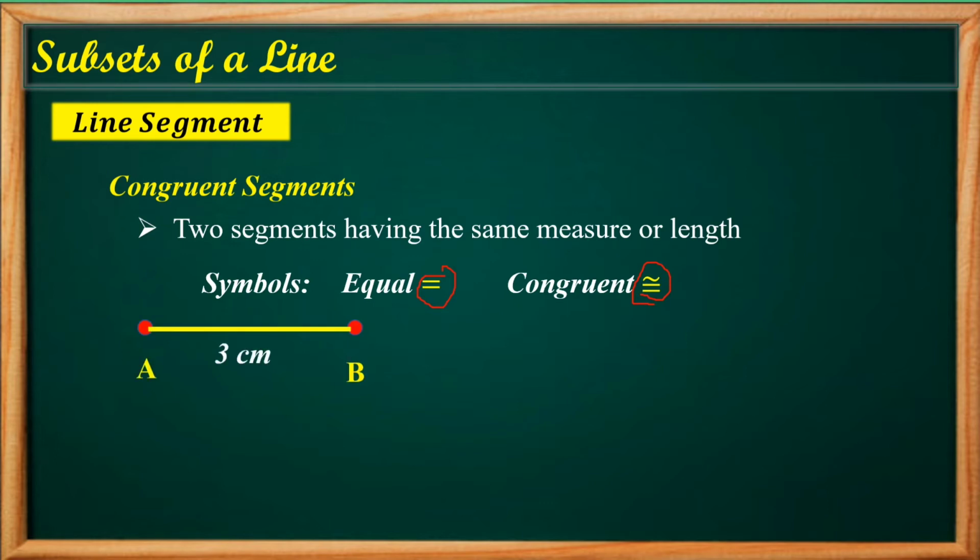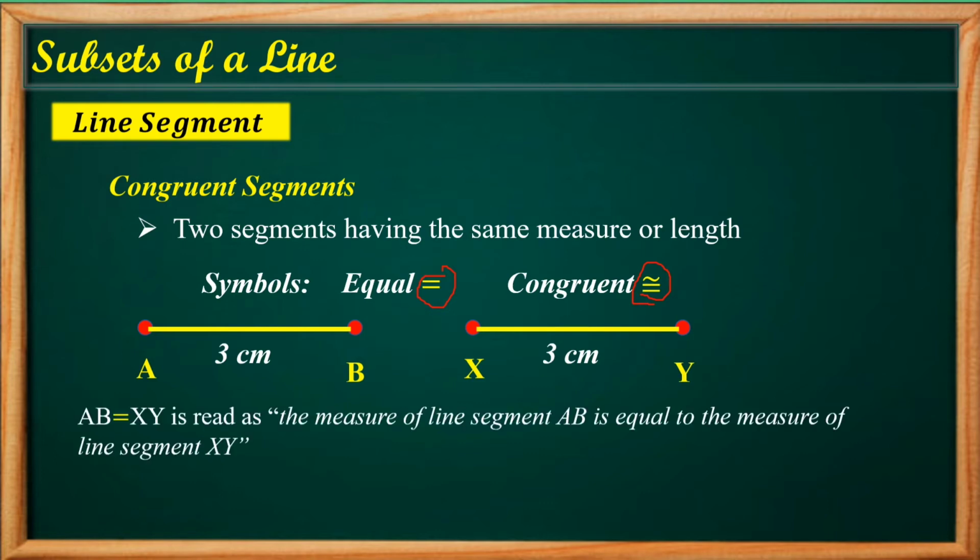Now, if line segment AB measures 3 cm, and line segment XY also measures 3 cm, it means line segment AB is equal to line segment XY because they have the same measure, which is 3 cm. For example, line segment AB is equal to line segment XY is read as the measure of line segment AB is equal to the measure of line segment XY. That is how it is used. We are using the measure.